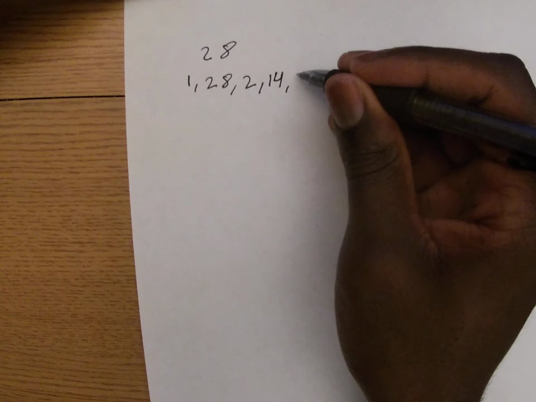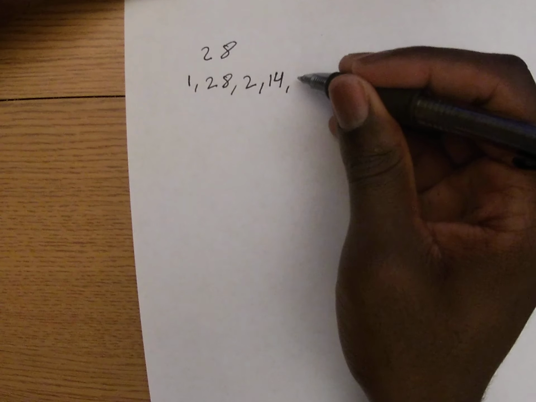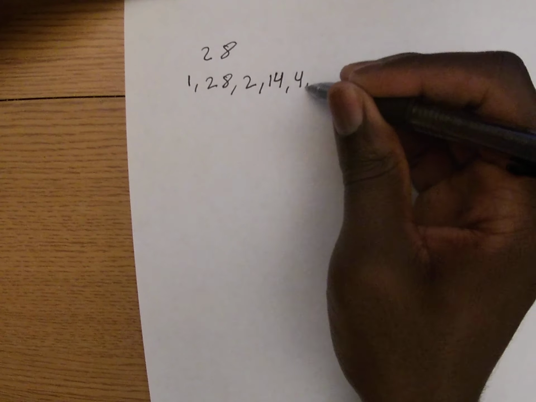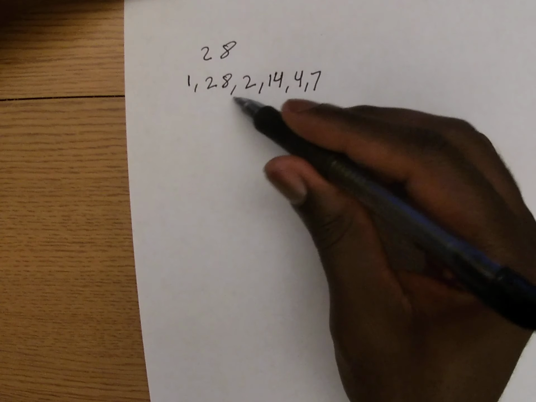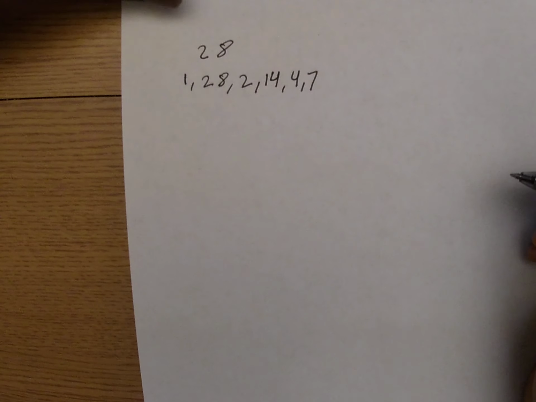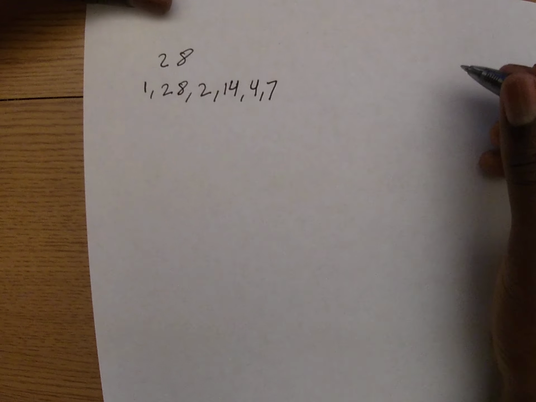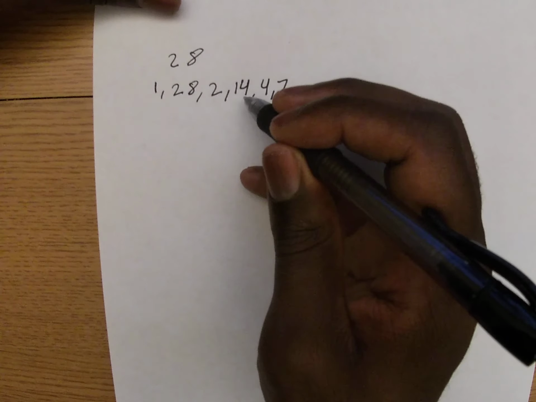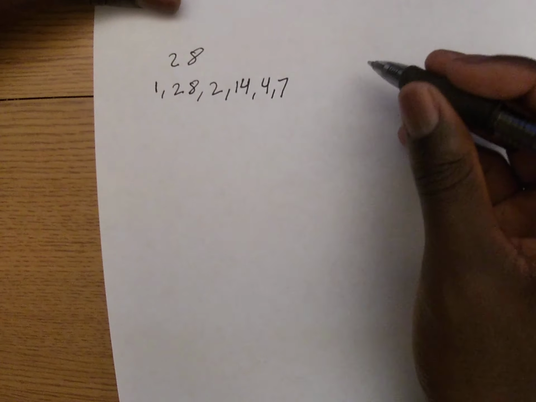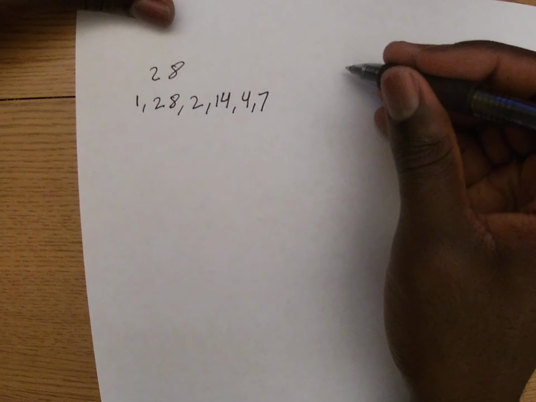Alright, next up we have 4. 4 does go into 28. It goes in there 7 times. Now these are all the factors of 28. You're basically just seeing how many times a number will go into that number evenly to find the factors. Let's look at one more example.